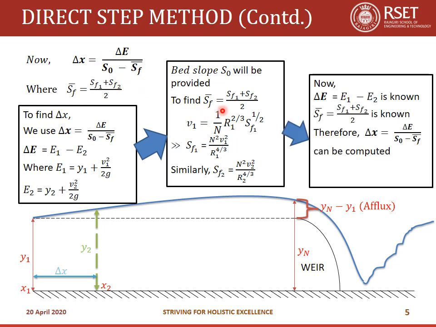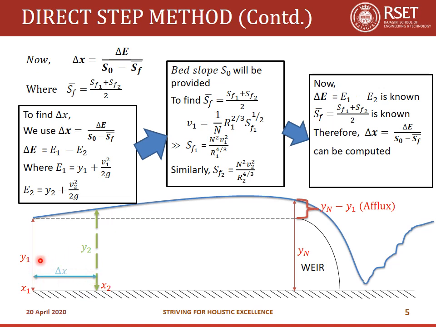So my next step would be to find out delta x. I know the numerator E1 minus E2 has been computed. I know the denominator Sf bar has been computed. S0 minus Sf bar will give me my denominator. So using the information, I will be able to calculate this distance between y1 and y2, which is delta x.